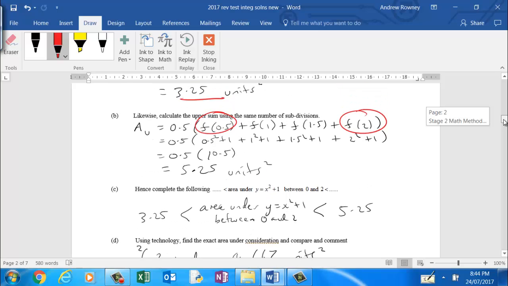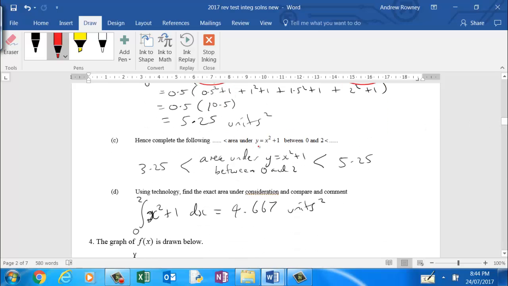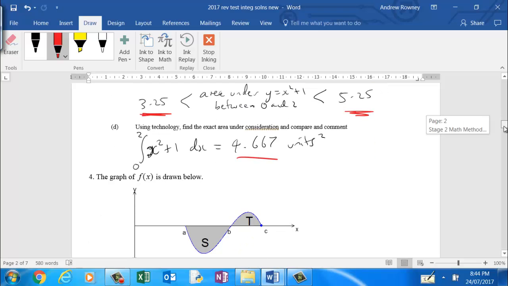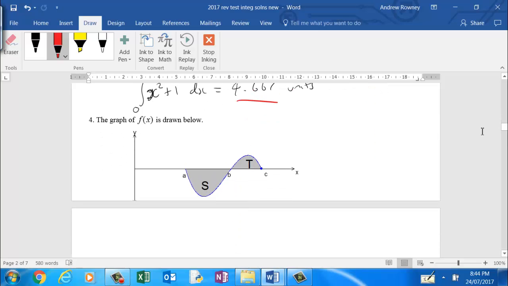Hence complete this statement here. The area underneath the graph has to be between two values, so it's got to be between the lower and the upper. Using technology, you can use fnint, and you should be able to get that exactly using the graphics calculator. Here is a graph of areas above and below.